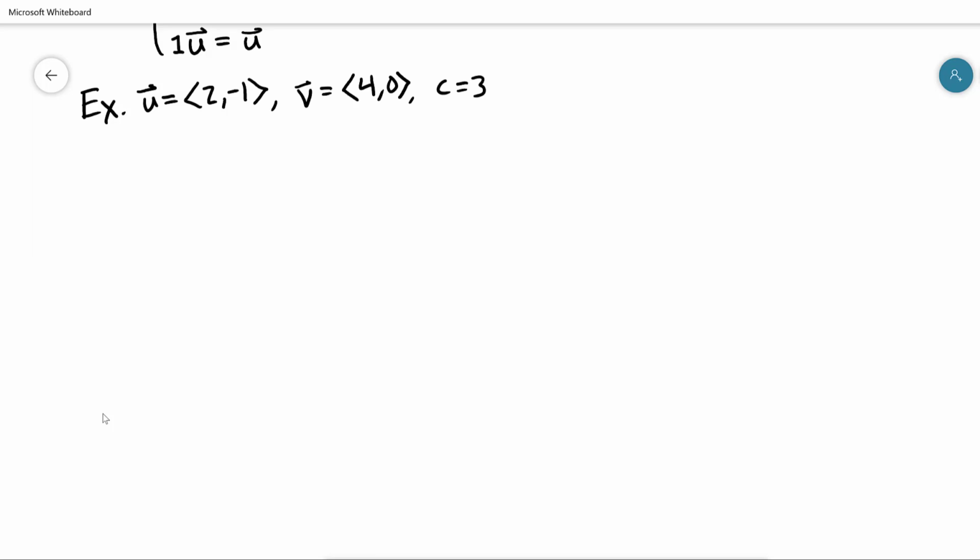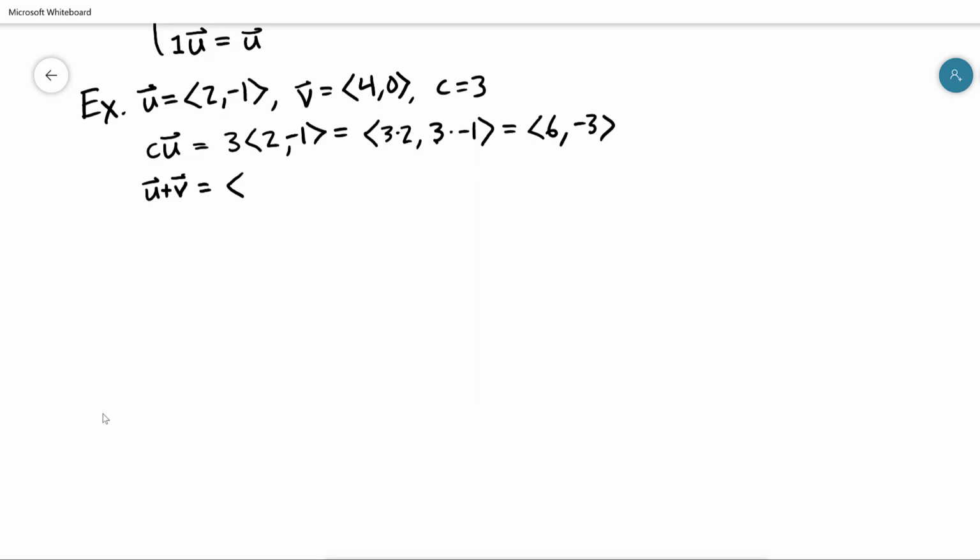What is, first and foremost, c times u? Well, c times u will just be 3, that's what c is, times the vector u, which was 2, negative 1. And according to our rule of multiplication by a scalar, you can just distribute that 3, and we'll get a vector out of it that is going to be 3 times 2, comma 3 times negative 1. And we get 6, negative 3. So there's the result of multiplying by that scalar. Similarly, what is u plus v?